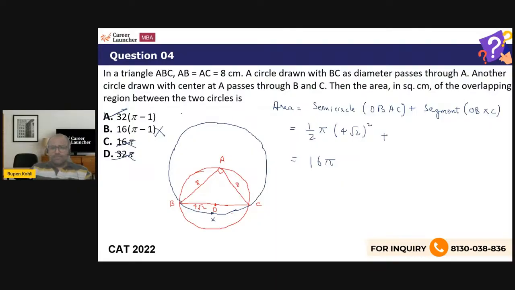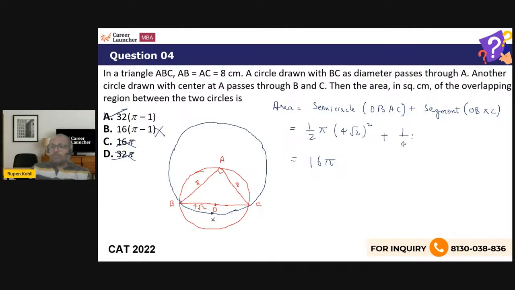But yeah, I can finish this for you, that definitely this will match, because segment OBXC will be sector ABXC minus the triangle, and that sector will be a quarter circle because this angle is 90 degrees, so it's a quarter of a circle, right?